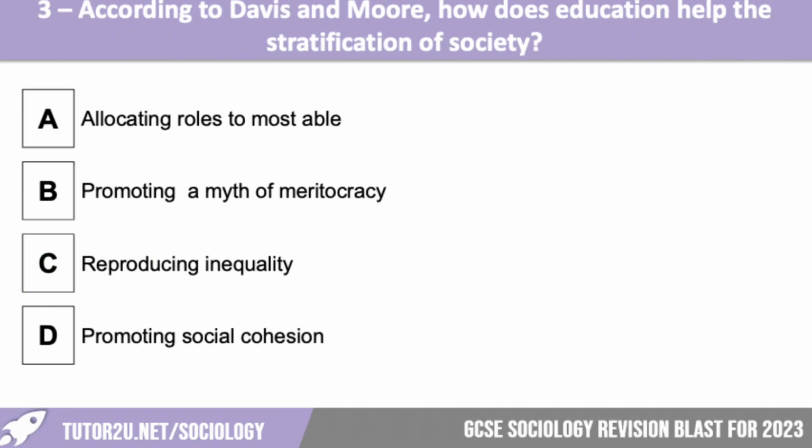Number 3. According to Davis and Moore, how does education help the stratification of society? A, allocating roles to the most able, B, promoting a myth of meritocracy, C, reproducing inequality, or D, promoting social cohesion. Okay, let's reveal. It is allocating roles to the most able. Remember, these are the guys that came up with the theory of role allocation.